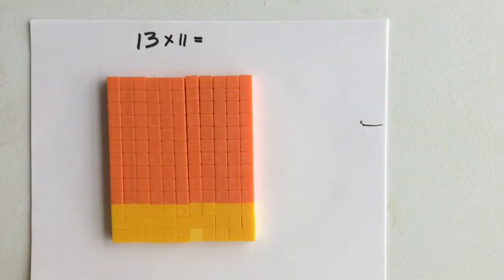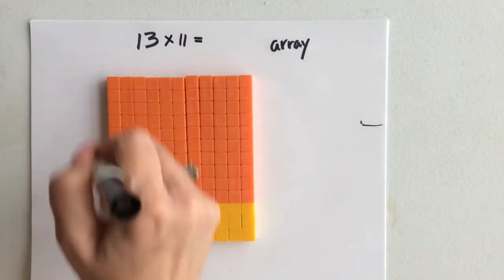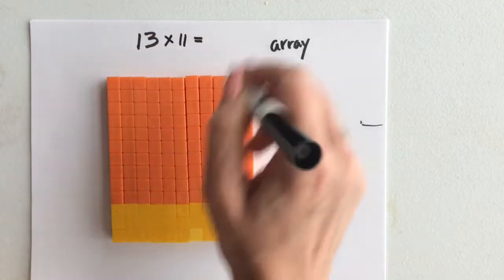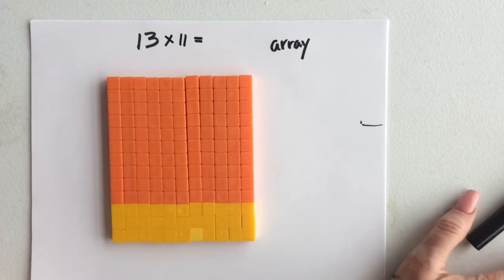Hello there. We're going to do another multiplication problem. As you can see right here, I already have my array built because I have 13 11 times. So is there any exchanging or regrouping that I can do?